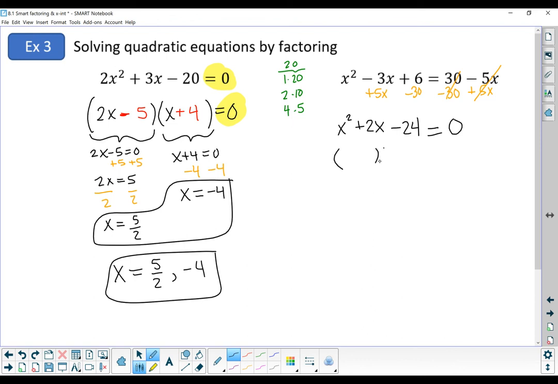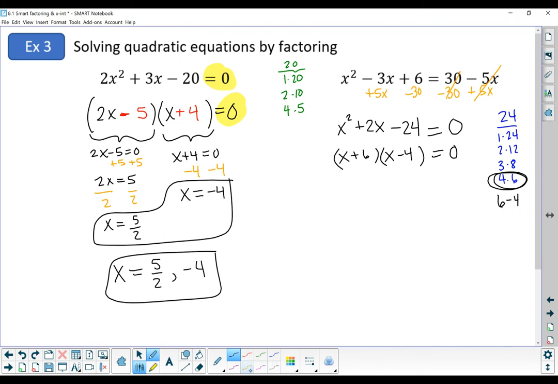So if we think about our two factors of this trinomial, this one starts with an x, so we'll put our two x's here. 24 has lots of possible factorizations. 1 times 24, 2 times 12, 3 times 8, 4 times 6. And we're looking for a combo that will give us a middle term of 2. So I think this one is going to work. That would be 6 minus 4 would give us a positive 2. So we need a positive 6 and a negative 4 in our two factors.